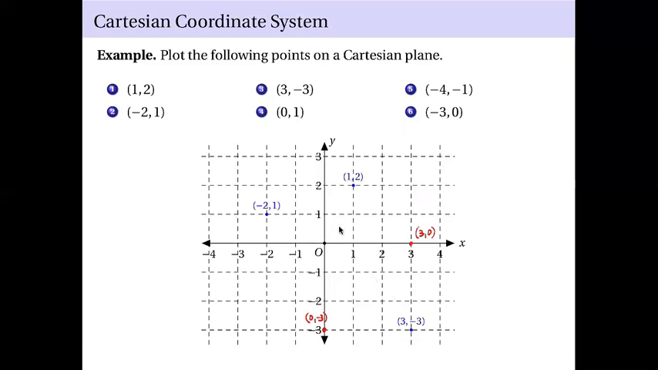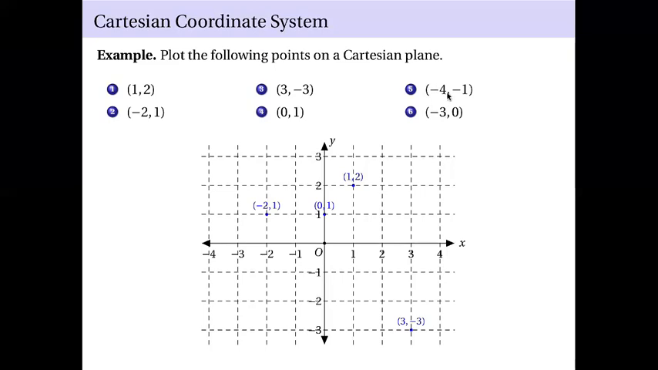For 0 comma 1, so you have 0 on the x-axis and then 1 on the y-axis. So it's this point here. Okay? So we have that 0 comma 1 there.